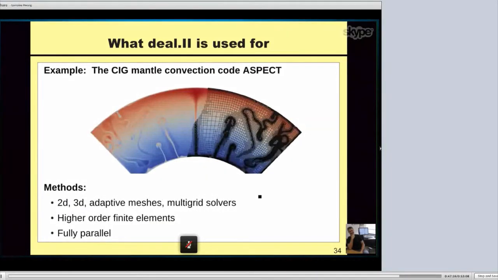One of the codes that we built on deal.II is called Aspect. That's the mantle convection code that we built for CIG. And my colleague Timo Heister is going to talk about this in the next webinar in this series. It uses 2D and 3D adaptive meshes, has multigrid solvers, high order finite elements, is fully parallel up to more than 1,000 processors, and so on and so forth. So here's just one of the pictures that we create with it.